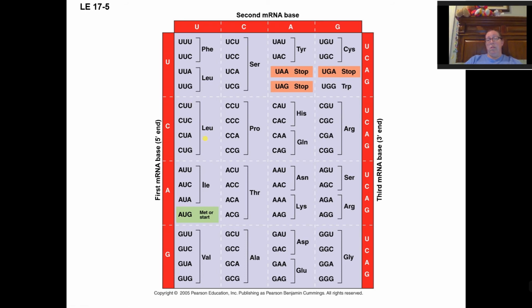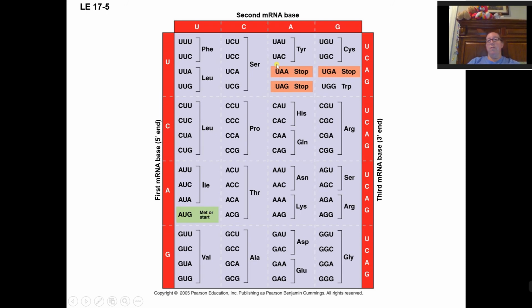Now, a start, if it's at the very beginning, is going to have an AUG, which is methionine or start, okay? If it's at the beginning, you just say start. If it's in the middle and you have AUG, it's just a methionine, or a Met. And then you'll notice something interesting, that there are 3 different ways to get a stop codon. And stop means stop. There's only one way to start, but there's lots of ways to stop.